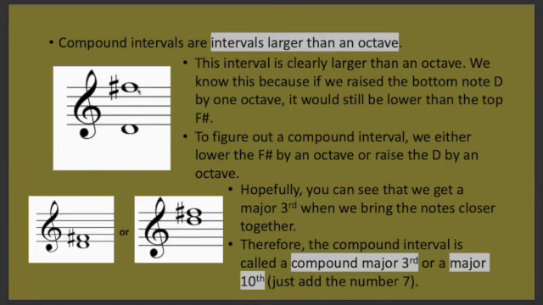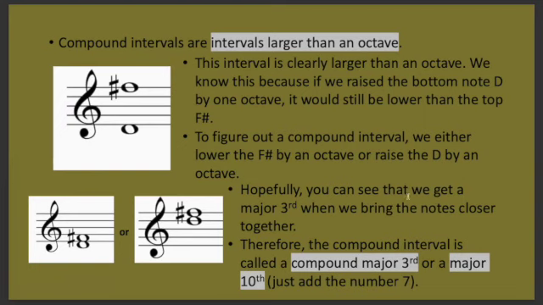We know this because if we raised the bottom D by 1 octave and we placed it here on this second line, it would still be lower than that F sharp. And vice versa. If we lowered this F sharp by an octave and put it here in this space, it would still be higher than the D. To figure out a compound interval, we either lower the F sharp by an octave or raise the D by an octave. It doesn't really matter which one.